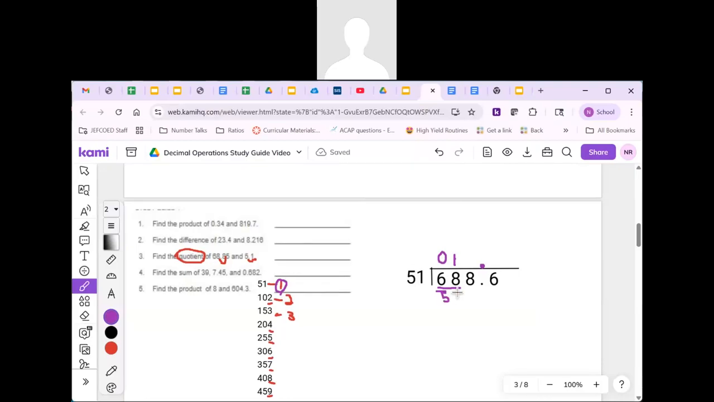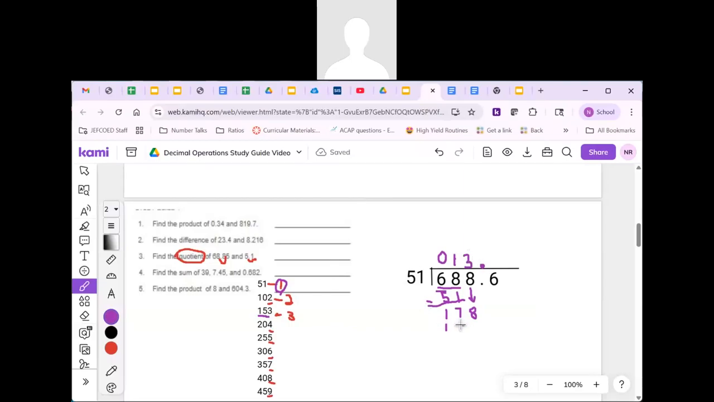And then I subtract. 8 minus 1 is 7. 6 minus 5 is 1. And now I bring down the 8. Okay, so now I want to go to my 51 fact box, 178. I cannot go over 178, so 204 is too high. So I'm going to have to back up and use 153. That is 3 groups. 3 times 51. Well, it's right here, 153.